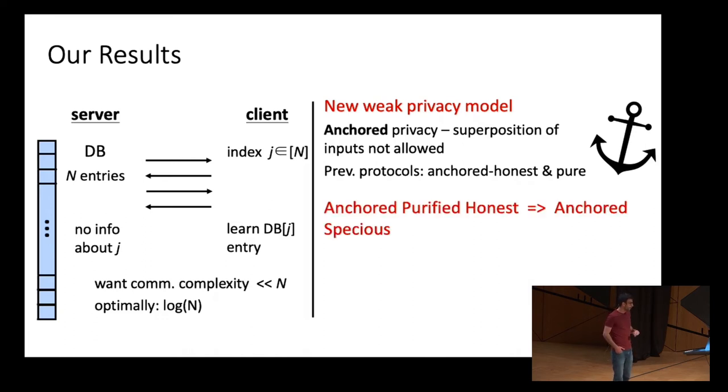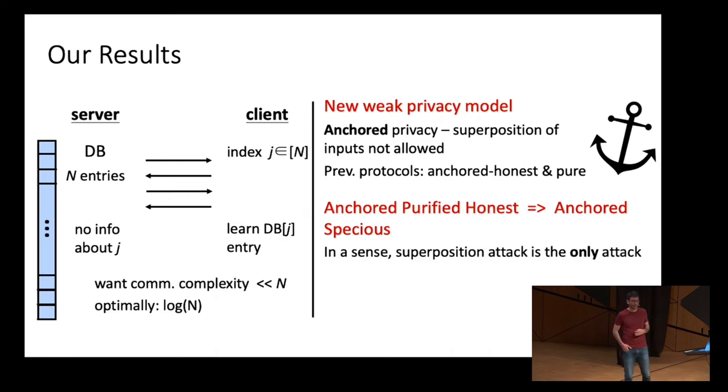We then show that if you have a protocol that is secure in this model, so this anchored honest model does actually imply privacy also in the anchored specious model. So actually, if you're preventing this superposition attack, so the only thing you're not allowing is to put your input in superposition, then in fact the honest model actually converges with the specious model. So maybe this anchored honest seems kind of weak, but anchored specious, well, hopefully it seems slightly less weak.